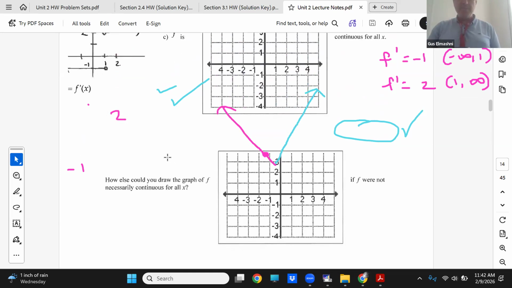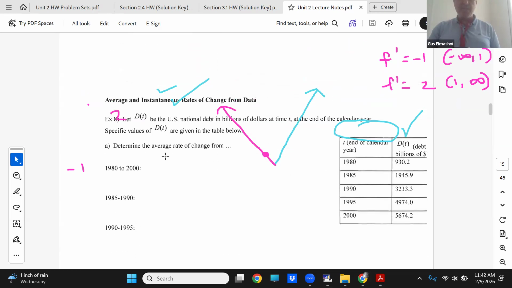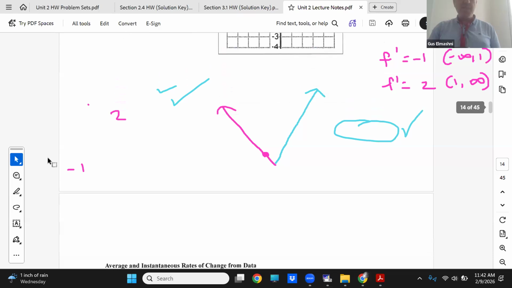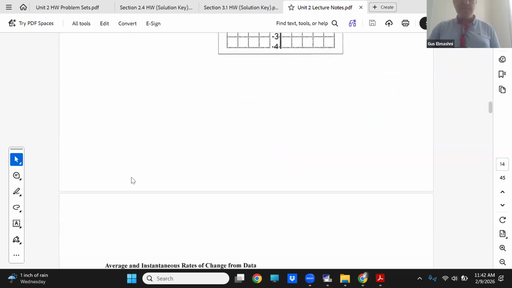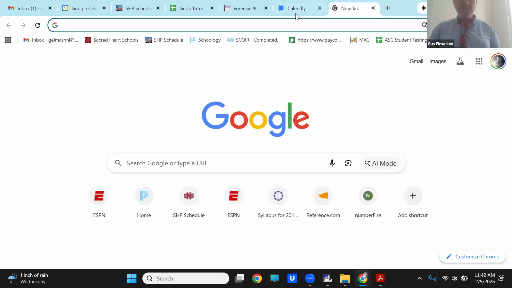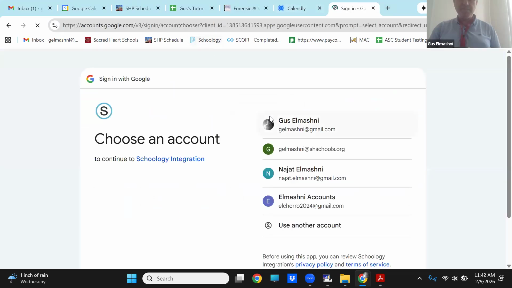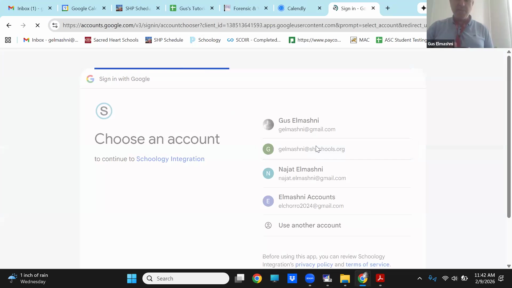Now, this format kind of sucks, actually. I don't really like how it's formatted. I should have fixed this. So let's try this now. This is kind of fun, you guys can just relax a little bit. Let's go to Schoology. Here we go.